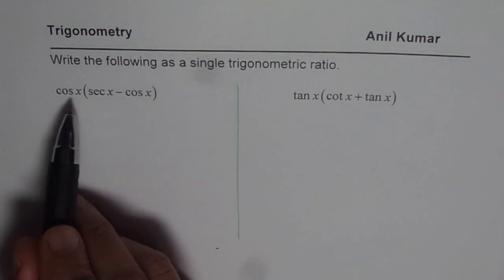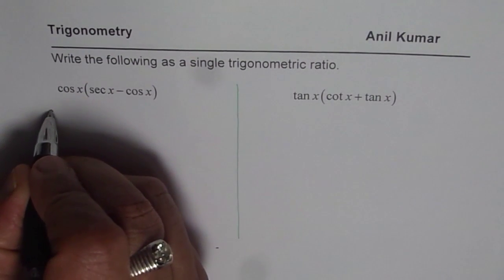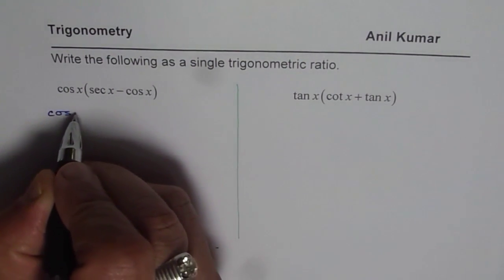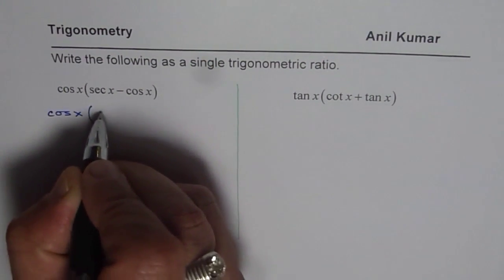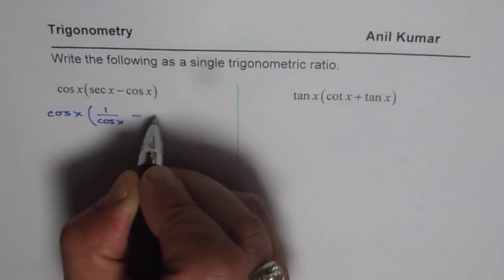First one is cos x times (secant x minus cos x). So, you know, what is secant x? Secant x can be written as 1 over cos x, correct? So we'll write (1 over cos x minus cos x).